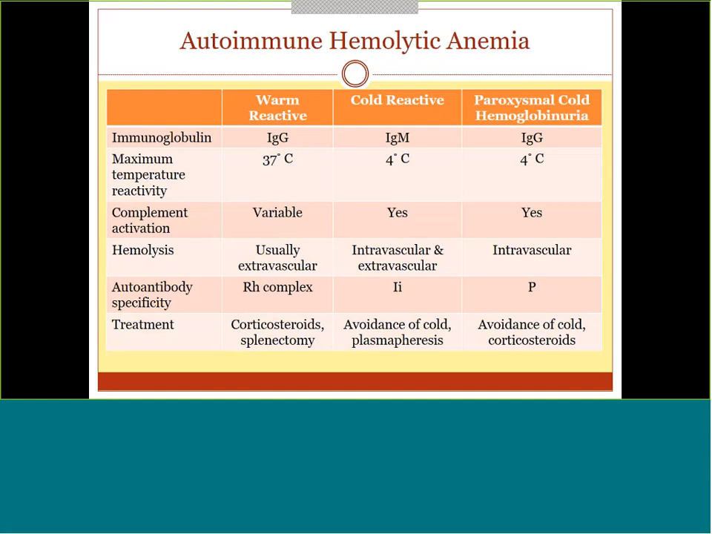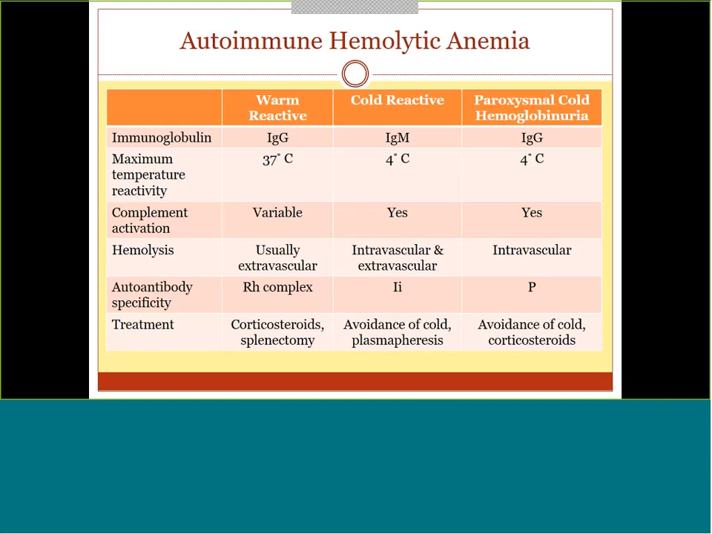Hemolysis is typically extravascular, so that would be more the spherocytes seen with that. Cold reactive is IgM based. Again, it likes 15-degree room temp and below. It definitely involves complement, and then it can be either intra or extravascular. And then paroxysmal cold is that biphasic IgG, but it's still kind of a cold reacting temperature that it starts with. Definitely involves complement, and then it's intravascular.